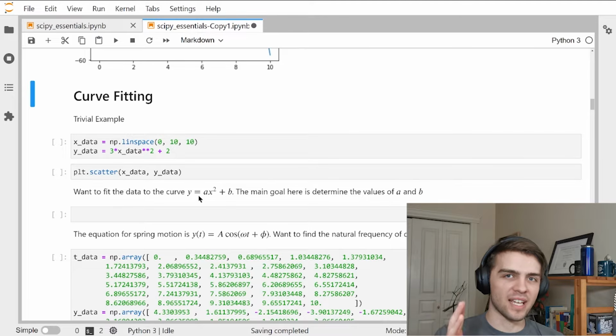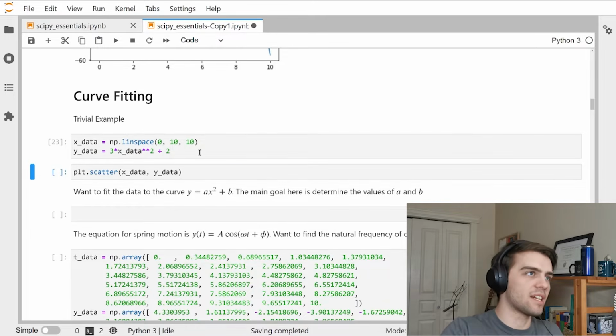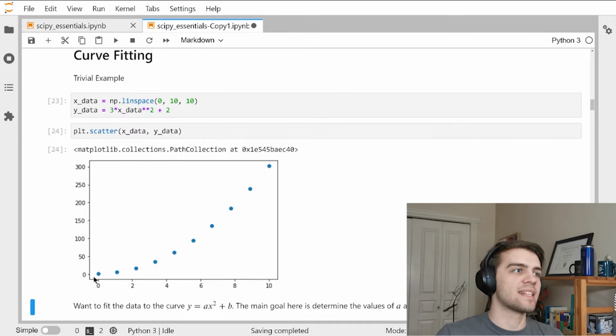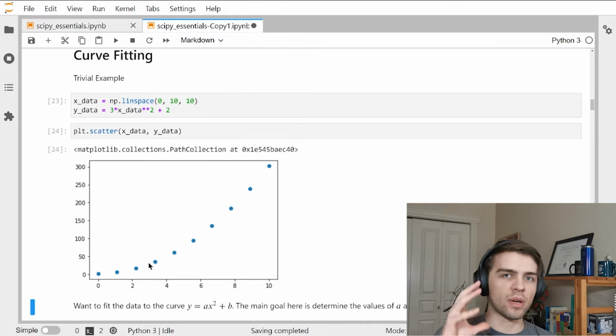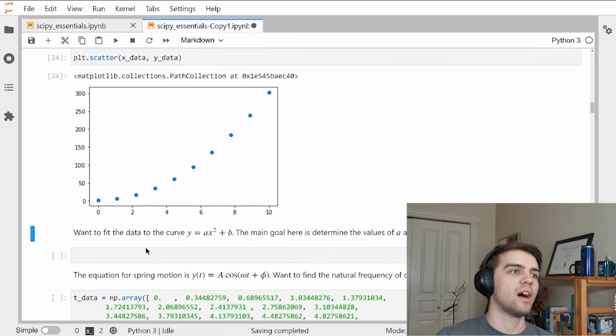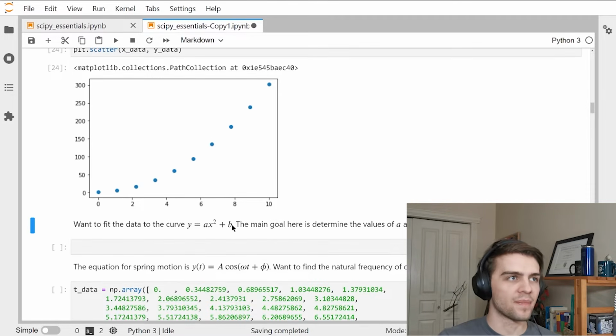Sometimes you have specific data that you collect in a lab and you want to fit it to a specific functional form, right? So for example, suppose I have this x and y data here and it looks like this. And say I know beforehand, I make an assumption, I say this data is quadratic. Then I want to fit it to a quadratic curve. I don't want to interpolate it. I actually want to fit it to a quadratic curve, y equals ax squared plus b.